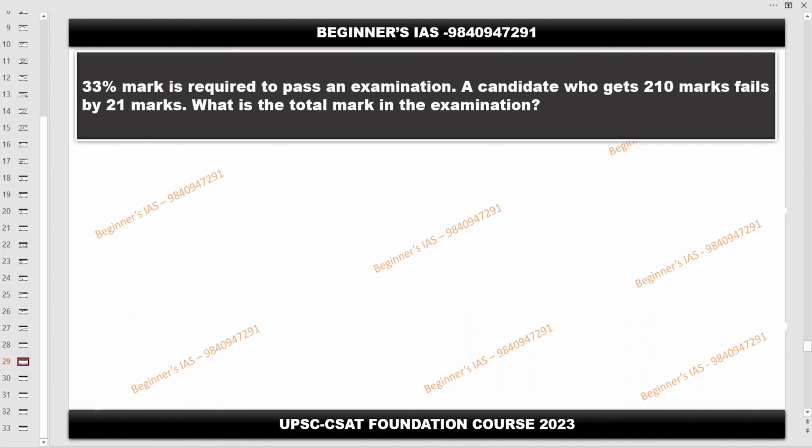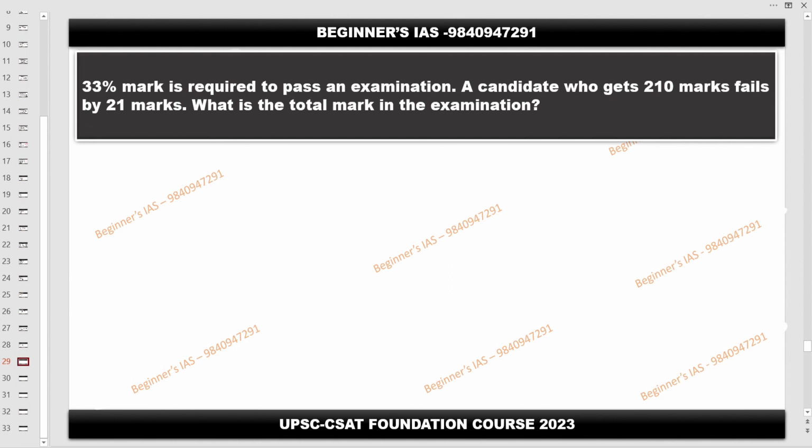Sir, 700. Ashina giving 700, Vamsi giving 700, Prashakar giving 700. Three people giving 700. Everyone giving 700.